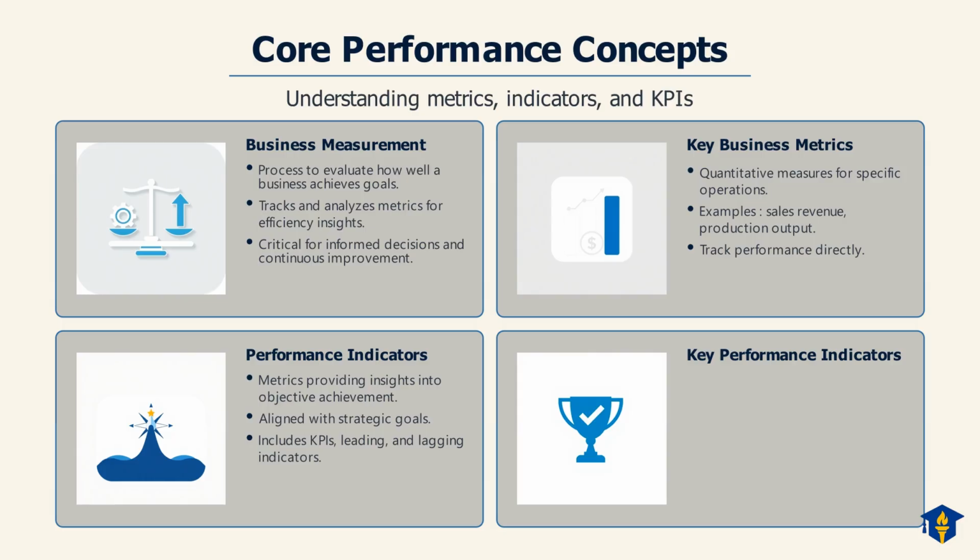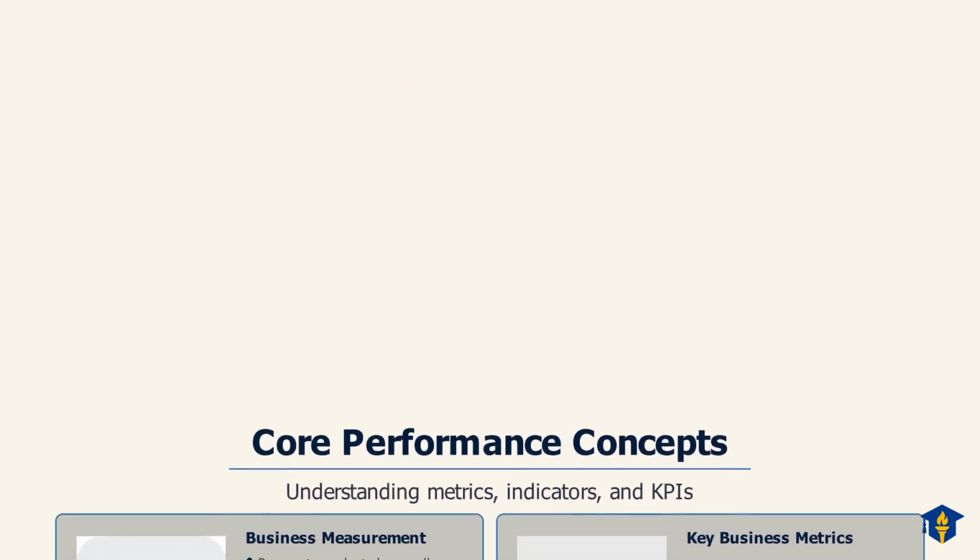Finally, we have key performance indicators, or KPIs, which are the most critical among them. KPIs are the critical indicators that directly reflect the success of a business in achieving its most important goals. They are essential for consistently tracking progress over time and assessing the overall health of the business. Most importantly, KPIs provide actionable insights, guiding strategic decisions for continuous improvement and growth.